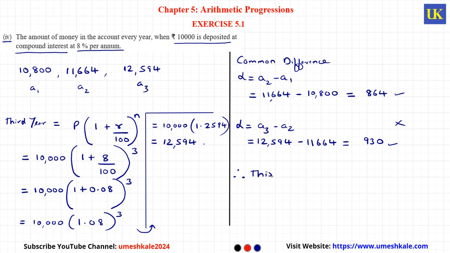So because D is not the same, this is not an arithmetic progression. Why is it not an arithmetic progression? Because the D is not the same, it is different. Here it is 864, here it is 930, it is not the same. So that is the reason this is not an arithmetic progression.